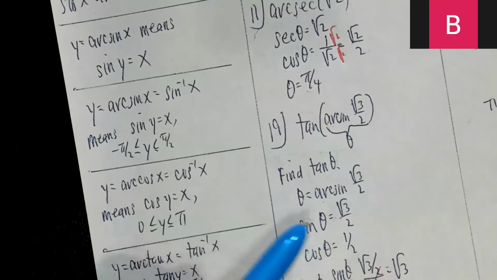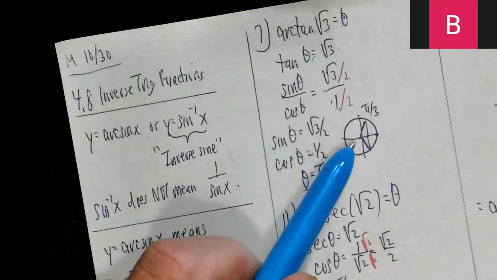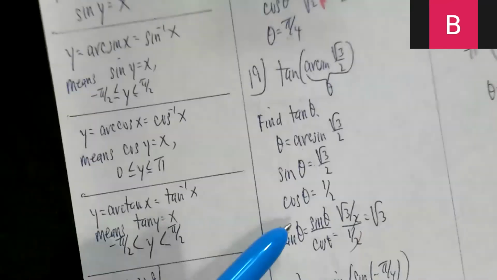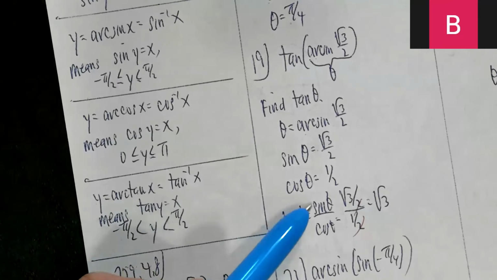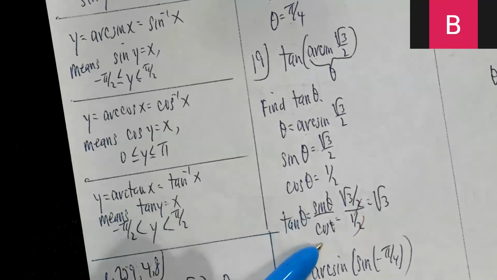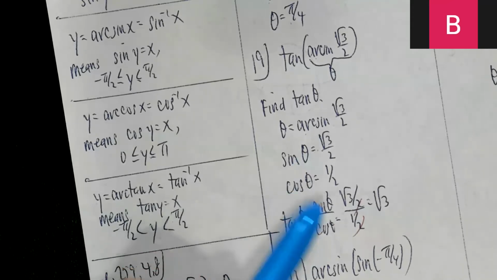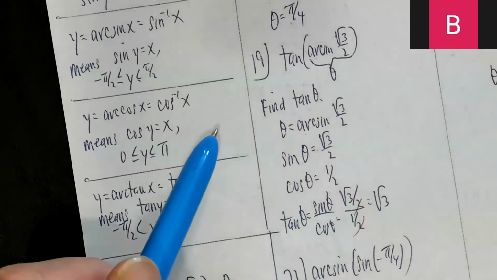I know radical 3 over 2 is always paired with a half, so cosine of theta is a half. So I want the x-coordinate to be a half. I've already seen that before, so that looks like pi over 3. But in any event, tangent of theta is sine theta over cosine theta. So sine of theta is radical 3 over 2. Cosine of theta is a half. Cancel the 2's. Final answer is radical 3.